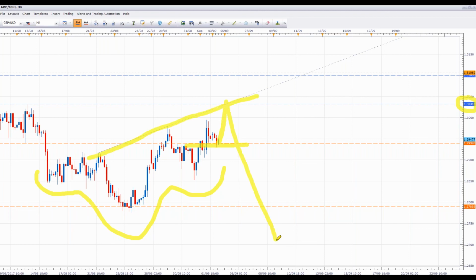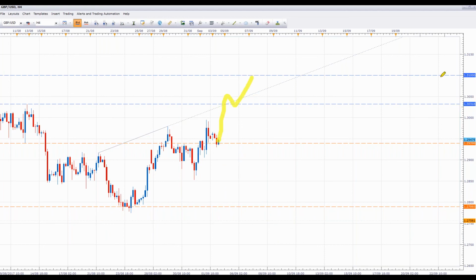So what we might do is we might end up getting a bounce from here to the downside, but if we get a break through this level, then we're looking up to the 1.3100 psychological area as the next target to the upside. So pound is looking like it could be ready to go, possibly even today, depending.